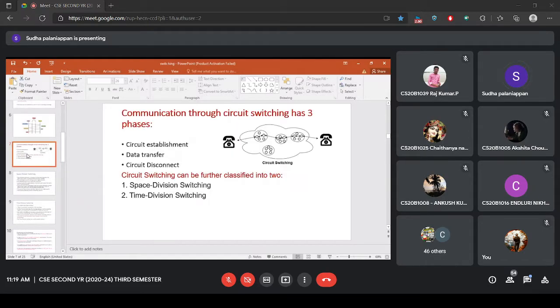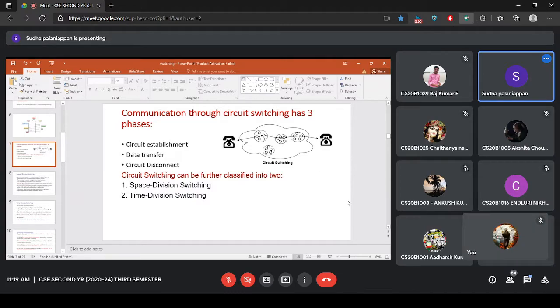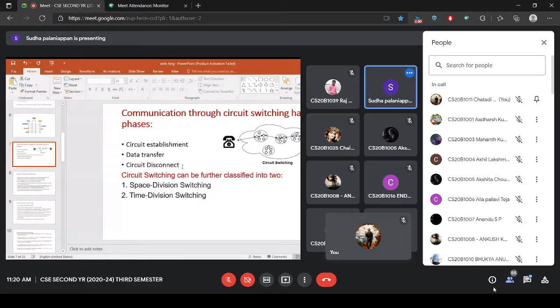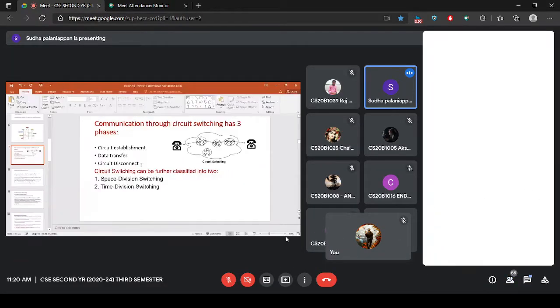Next, how the communication can be established. There are three phases: circuit establishment, data transfer, and circuit disconnection. So there are three stages of communication establishment through circuit switching. What is circuit establishment?